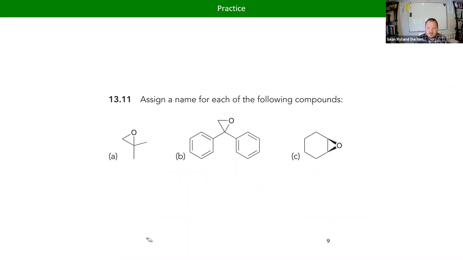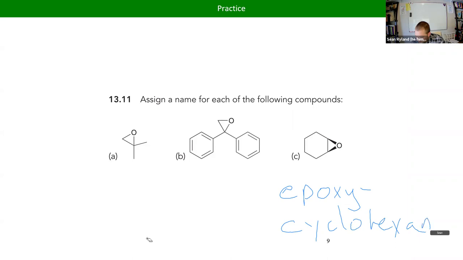Then last but not least, epoxy cyclohexane. Parent molecule cyclohexane, and it has an epoxy group. And again, don't really need to specify a number on the epoxy because an epoxy group is between carbons 1 and 2 if it's on a ring structure. We don't really need to specify cis either because there's no other way you could attach an epoxy, right? You can't have an epoxy attached to the top of the ring and the bottom of the ring simultaneously, because the oxygen can't be in two places at once. So that one's a pretty straightforward one to name.